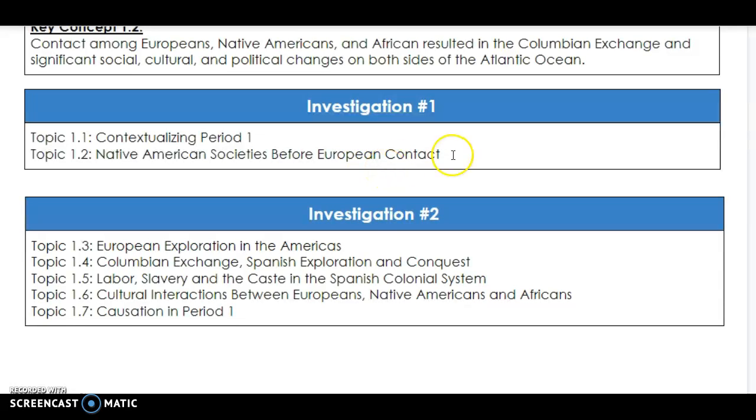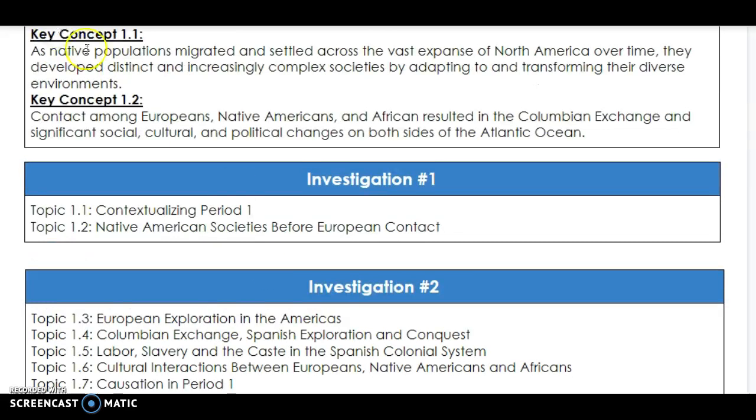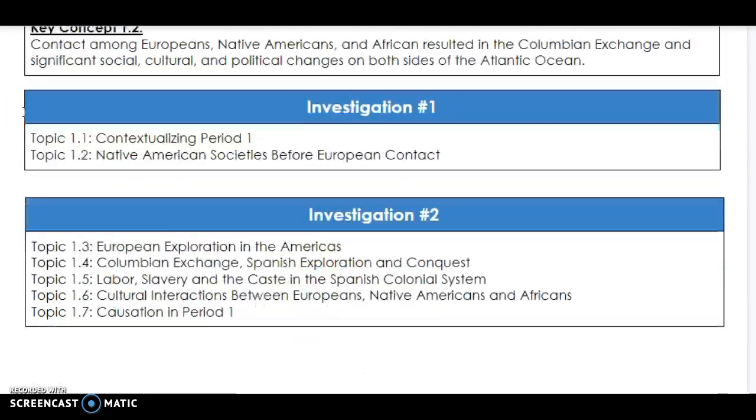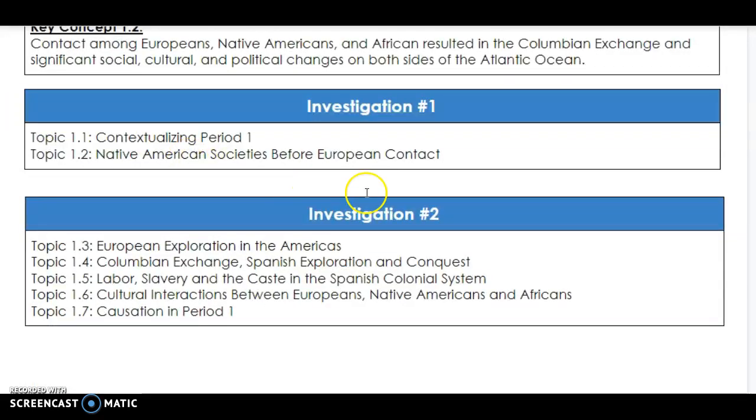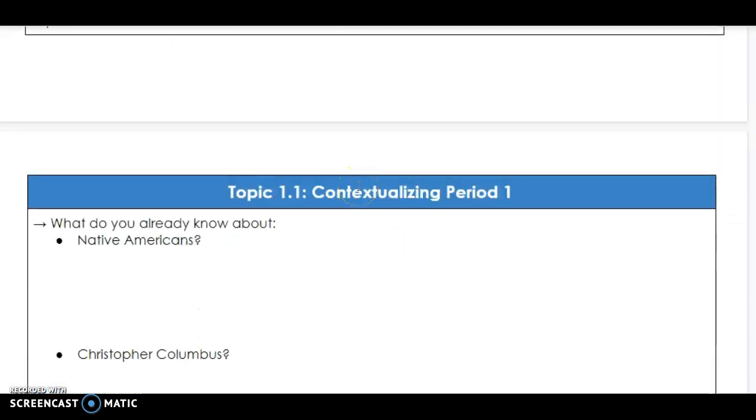investigation. So investigation 1 is pretty short. The bulk of it is in investigation number 2. So the first key concept we're going to look at briefly and then spend most of the time on key concept 1.2. All right, and then we get to the part that I do need you to do before you come to school in August.